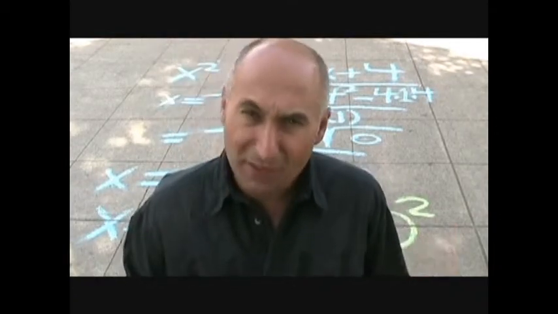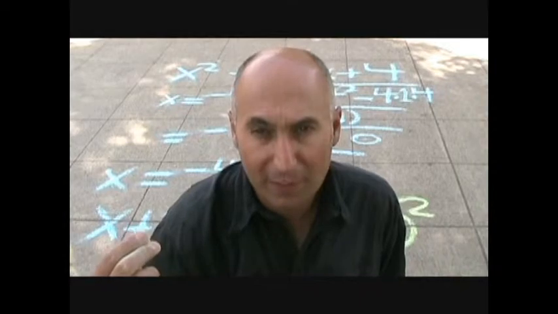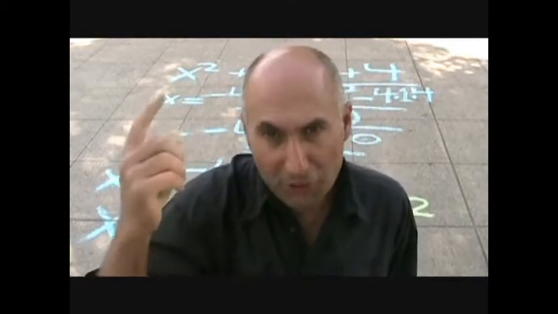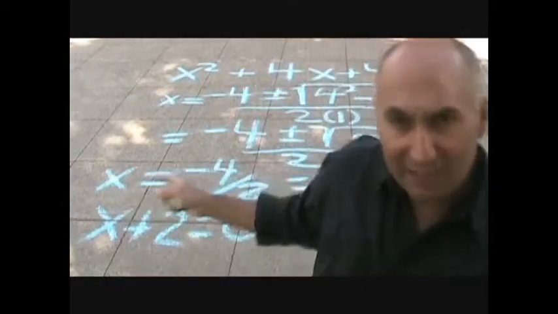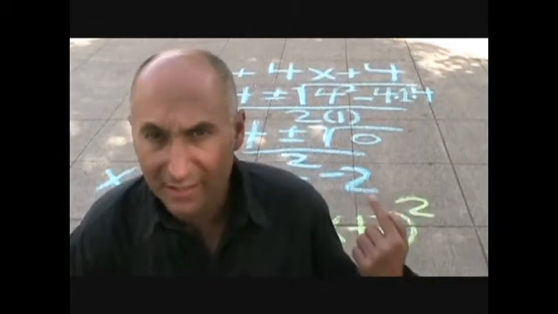Again, it's fairly simple. All you're doing is taking your coefficients and plugging them into the quadratic formula. If your original question was equal to 0, you would leave it right here. You would leave it in this part where x is equal to -2, okay?